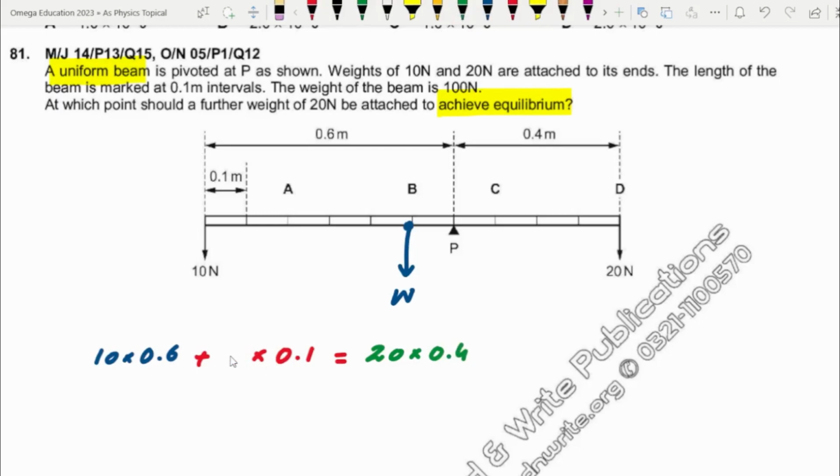And instead of W, because we know the value of W, it is given in the question, I'm going to write 100. So 10 times 0.6 would be 6. 100 times 0.1 would be 10. And 20 times 0.4, even if you do it on the calculator, it would be 8.